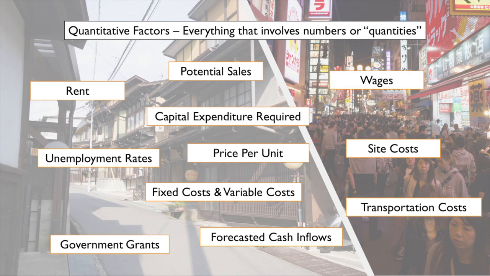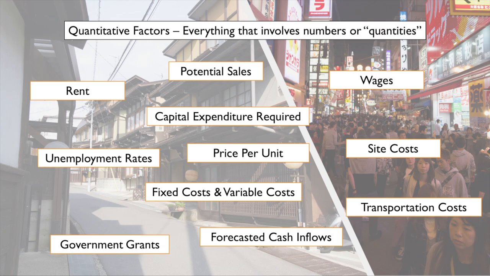This should be kind of like a review. I just want you to think about all of those from Unit 3. Transportation costs, cash inflows, government grants. All of these are things that need to be factored in. They're quantitative, they're numerical, and they must be considered before we decide on A or B.